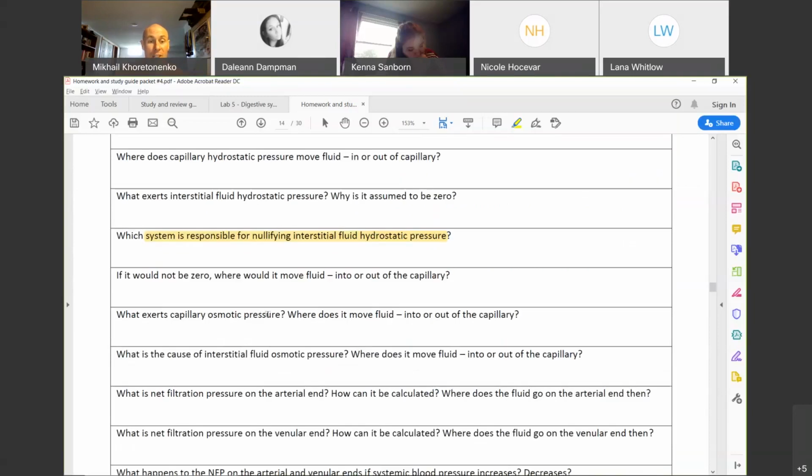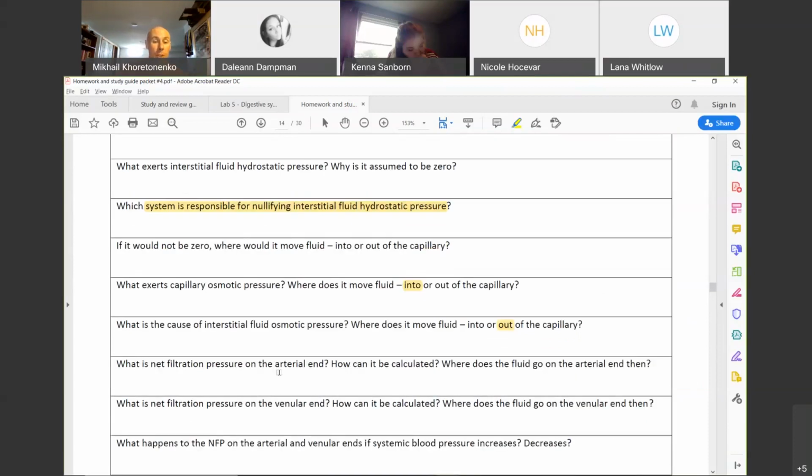Capillary osmotic pressure is exerted by the proteins, albumin, in the blood plasma. It moves fluid into the capillary. Interstitial fluid osmotic pressure is exerted by the proteins in the interstitial fluid. It moves fluid out of the capillary. So net filtration pressure on the arterial end is 10, and the calculations are on the slide, okay?